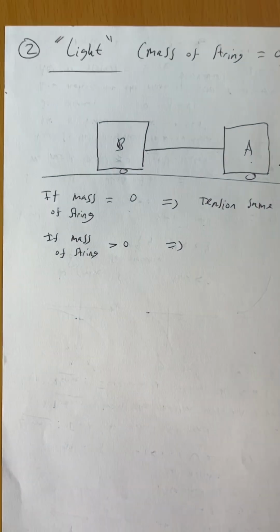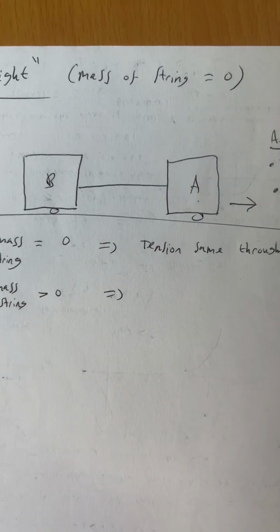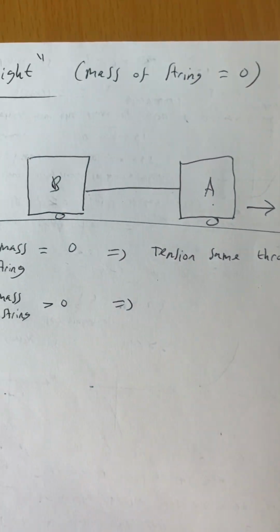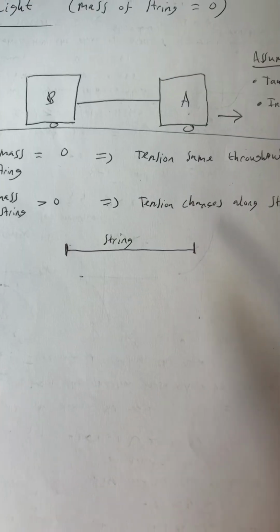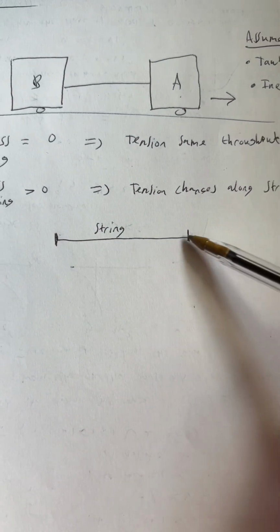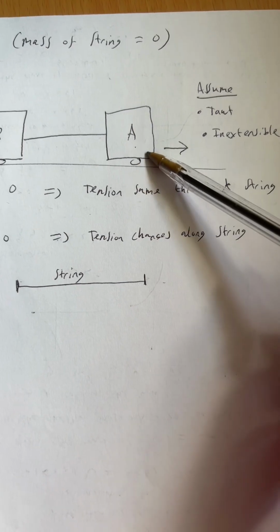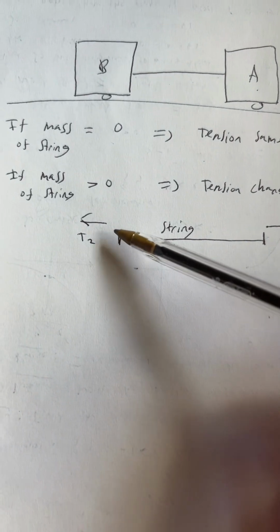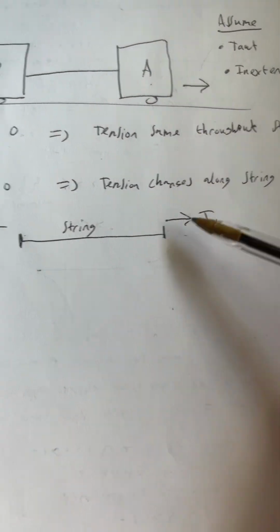And if the mass of the string is positive, so if the string actually does have some mass, then it means that the tension throughout the string changes as we move along the string. The way to think about this is that the string is moving to the right because A is accelerating us to the right. So we've got a force driving us to the right, and a resisting force going back against us. We'll call this T1, and we'll call this T2.